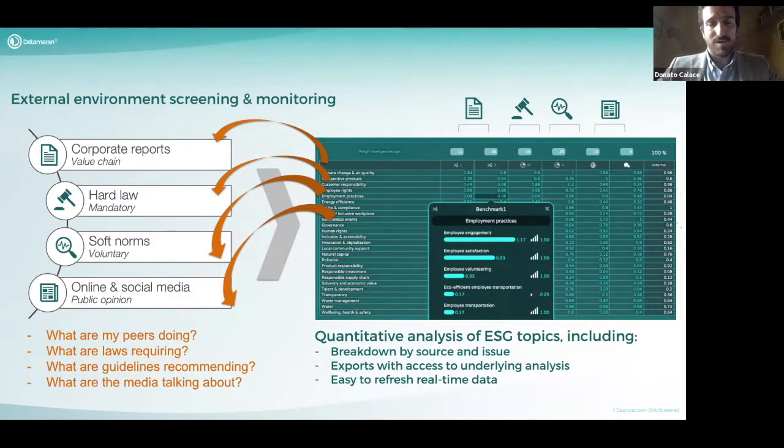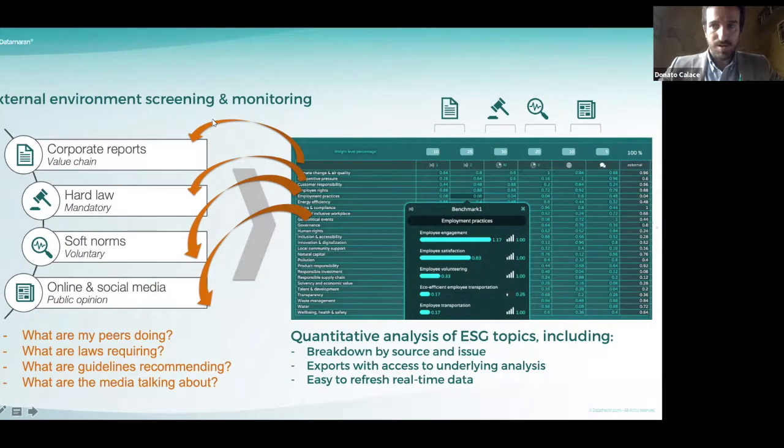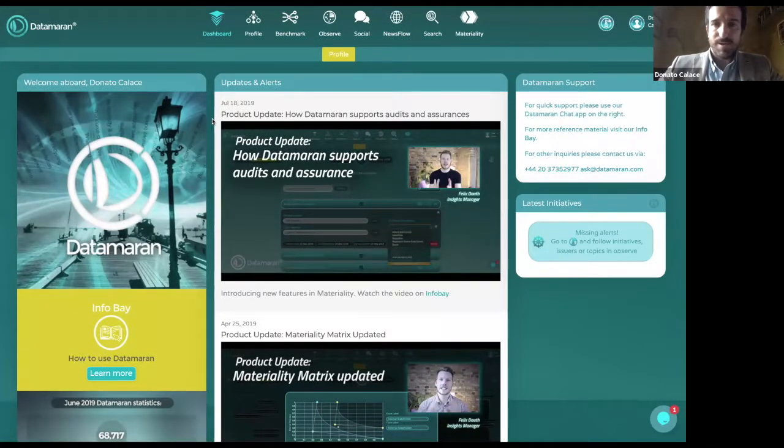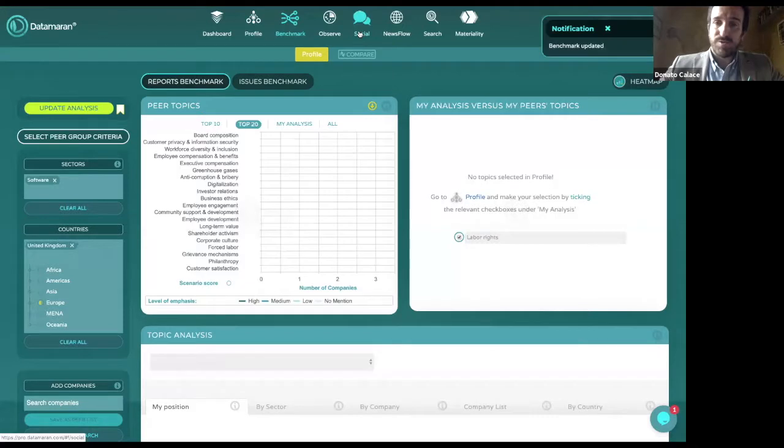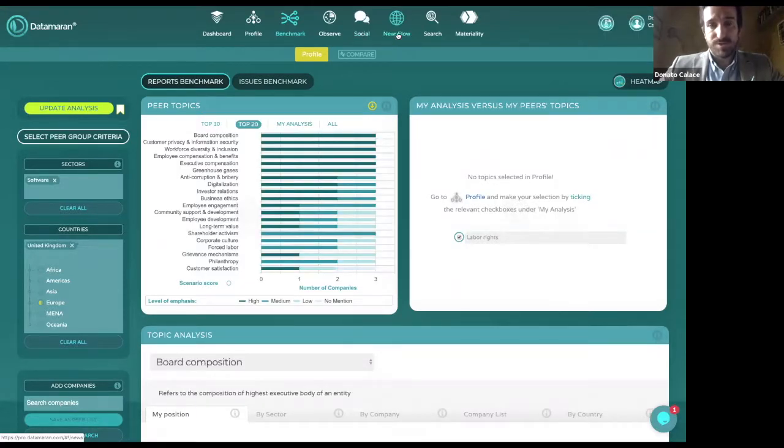But let's make this practical and jump in the presentation, in the platform. So this is Datamaran. For those that are not familiar with our system, Datamaran is a cloud-based platform which uses natural language processing, a branch of artificial intelligence, to analyze unstructured data in the form of text, narrative, commentary around non-financial issues across the sources that I mentioned before. Those sources are represented in different modules of the platform. So we analyze corporate reports in our benchmark module. We analyze regulations in our regulatory module. We analyze Twitter in our social module. We analyze global news sources in our news module.